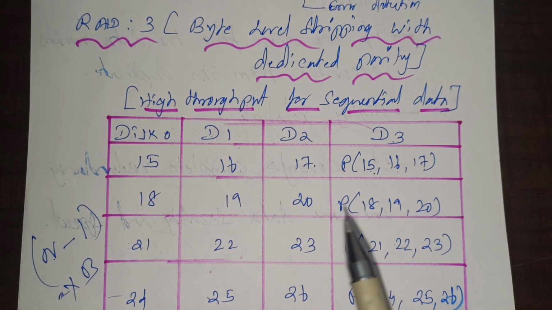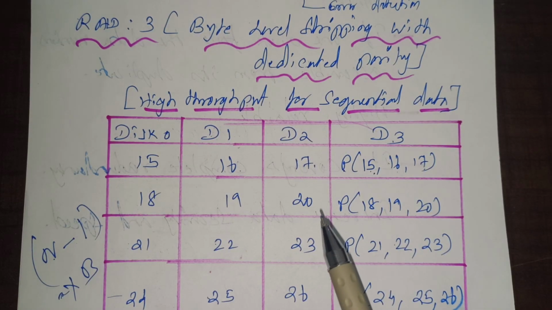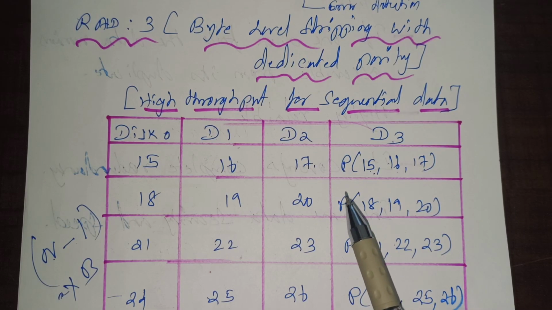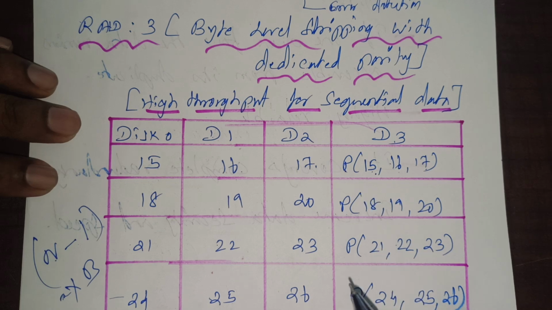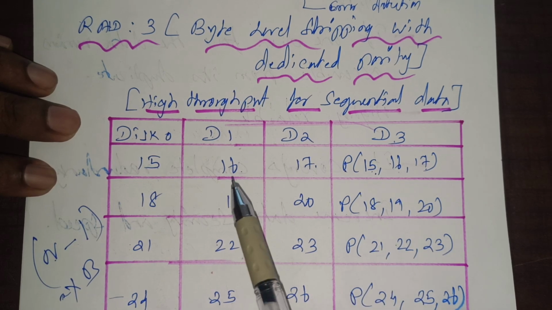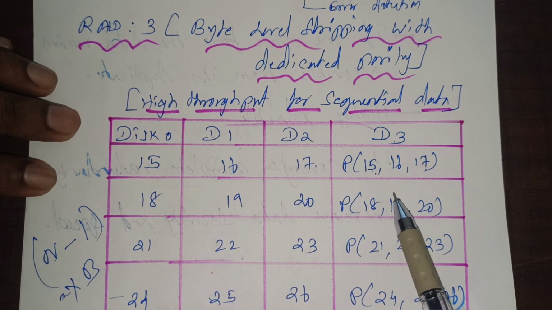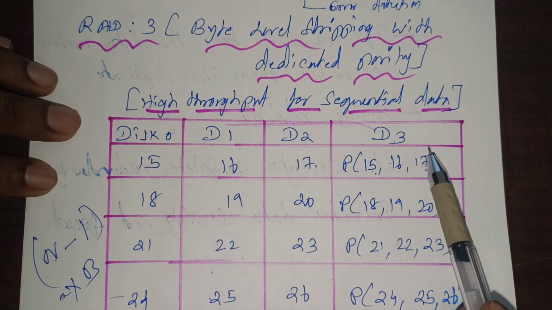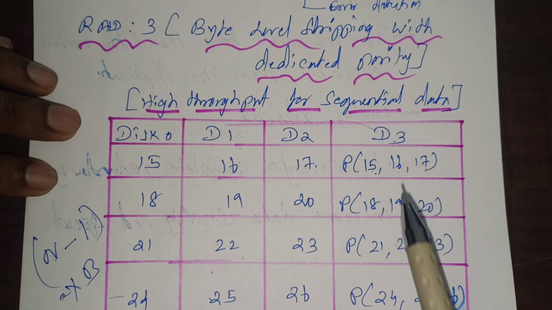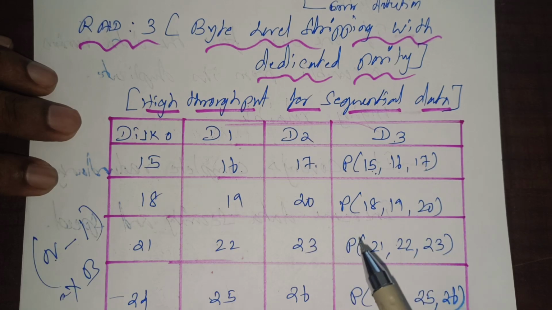Let me tell you the benefits of this RAID number 3. Number 1, data can be transferred in bulk. Data can be accessed in parallel. This is all okay, but there is a limitation here. It requires one additional parity disk for the number of disks. If you have 10 disks, you need 1 additional disk only for storing the parity bit.